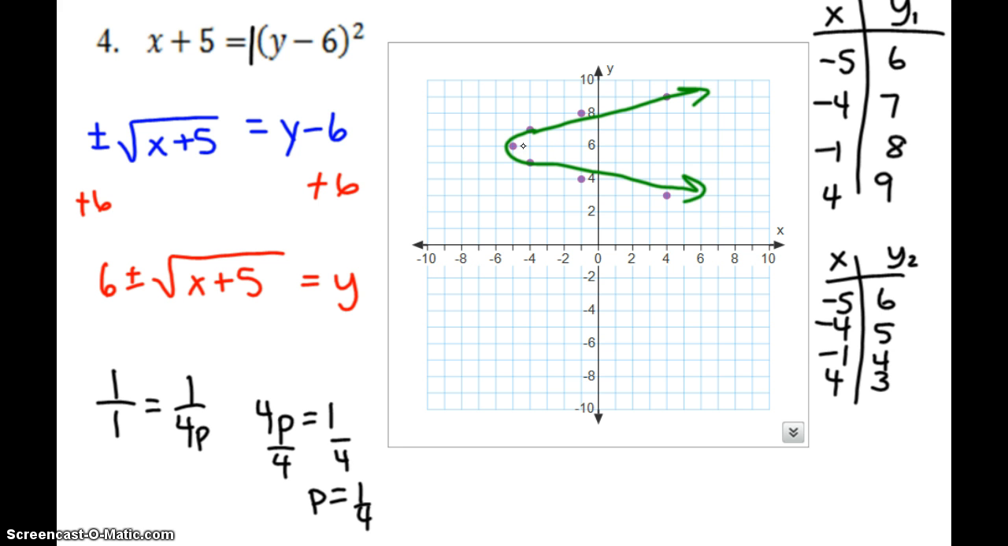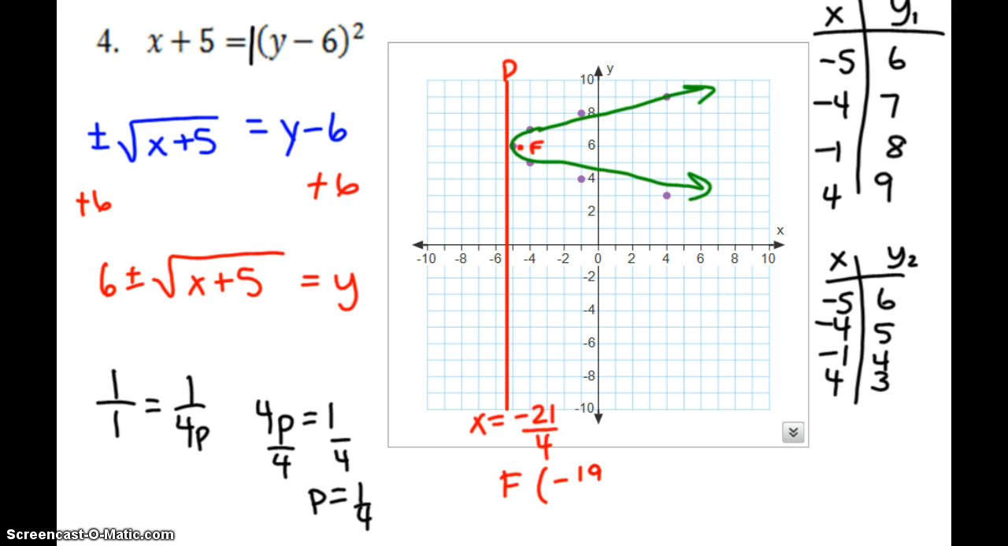Which means our focus will move to the right 1/4, and our directrix will be a line directly 1/4 to the left of the vertex. So as you can see there. So that little dot there would be my focus, and that would be my directrix. So the directrix would be x equals -21/4, while the focus was -19/4, 6.